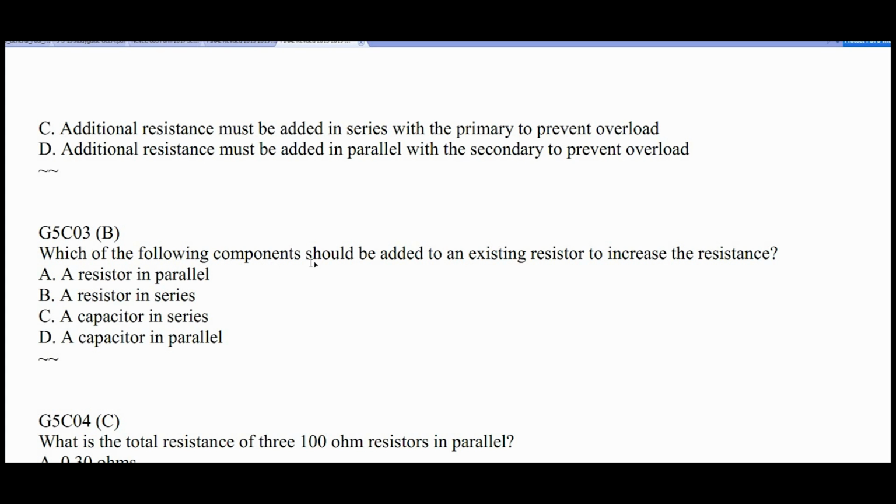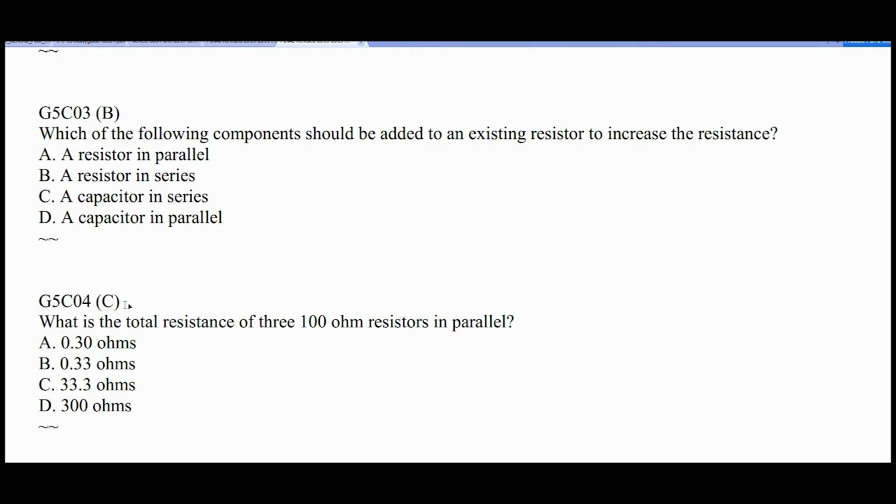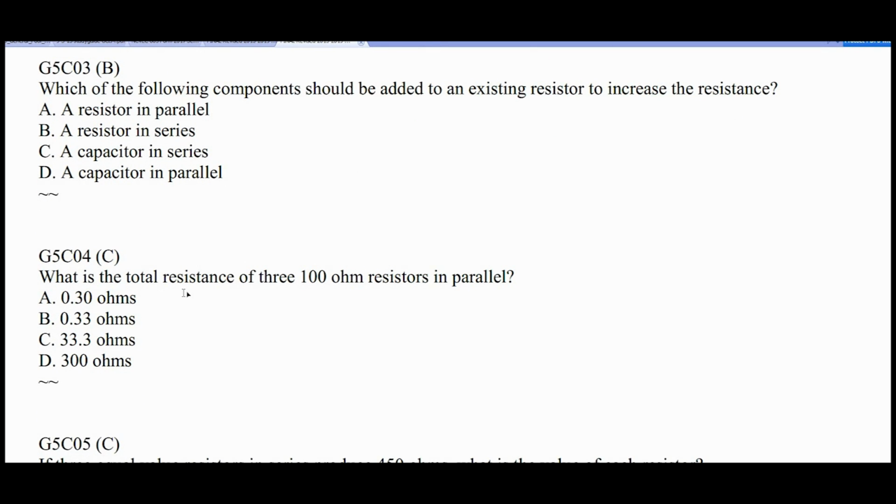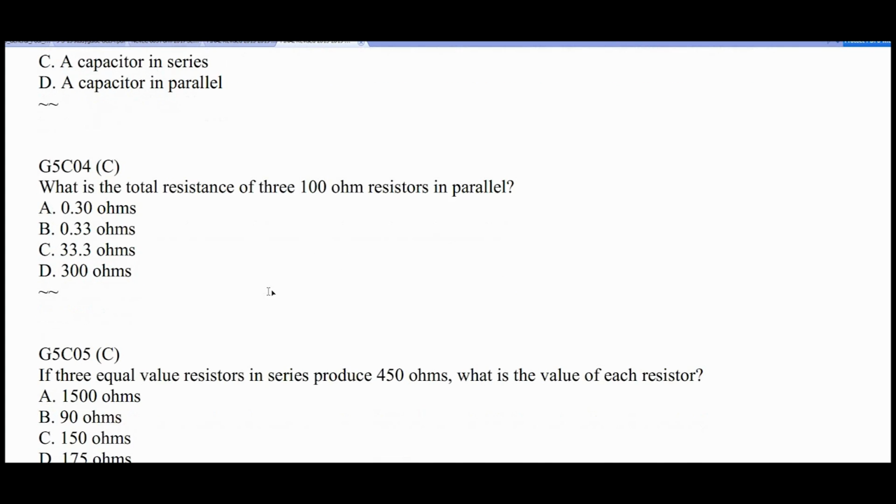G5C03, which of the following components should be added to an existing resistor to increase the resistance? Well, you'd add a resistor, B. G5C04, what is the total resistance from 3 100 ohm resistors in parallel? Well, it would be that divided by 3, so 33 ohms.